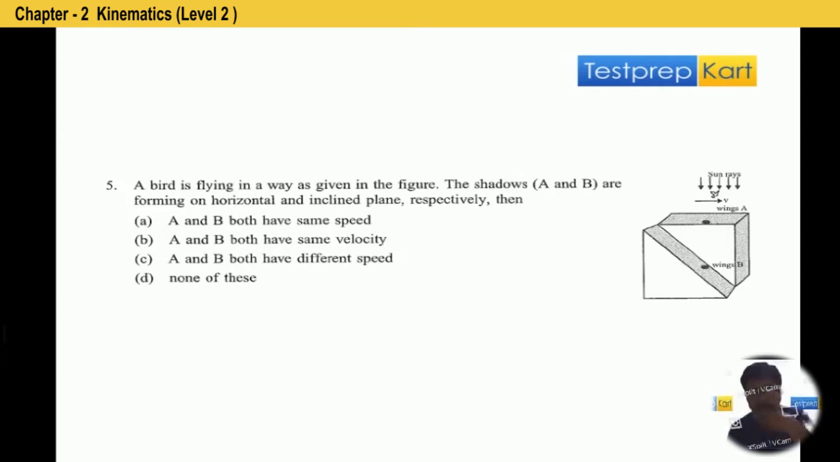Now, a bird is flying in a way as given in the figure. Let's check it out here. A bird is flying with a speed of v. The shadows A and B are forming on the horizontal and inclined planes. A and B both have the same velocity, or both have different speed. Now the wings A and B are horizontal and inclined to each other. The sun rays are falling.